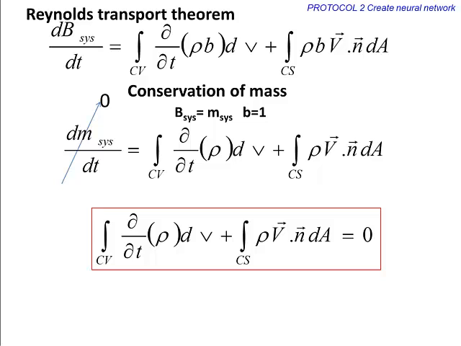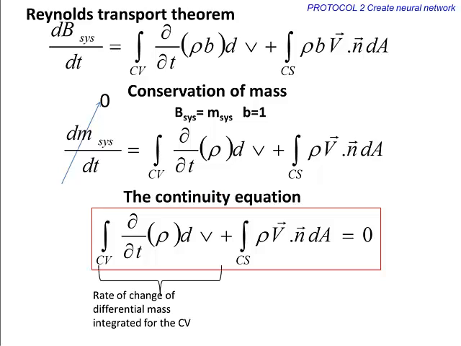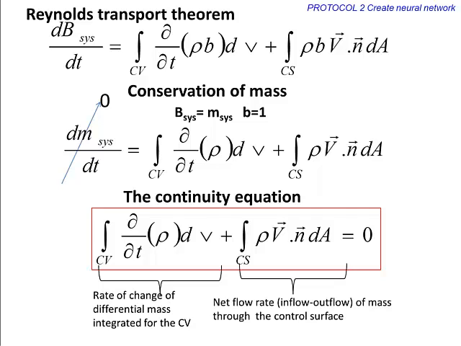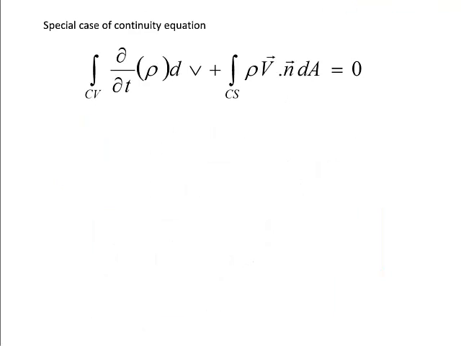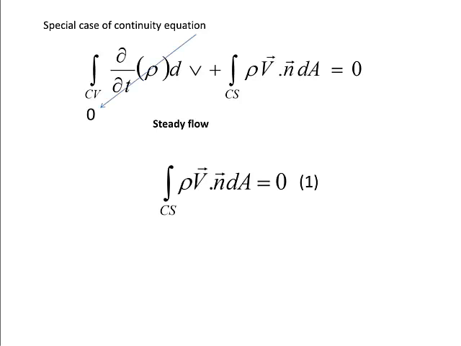The physical meaning is that the rate of change of mass within a control volume, plus the net mass flow across the control surface, will be 0. Or we can say mass can neither be created nor destroyed. Let us simplify the continuity equation for a simple case of steady flow. Since steady flows are independent of time, the continuity equation can be simplified to equation 1.